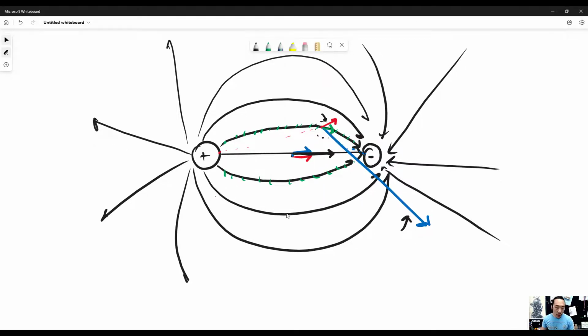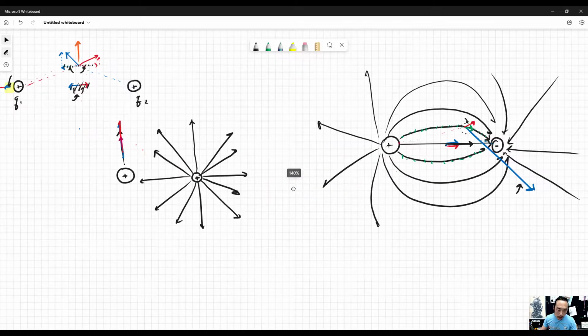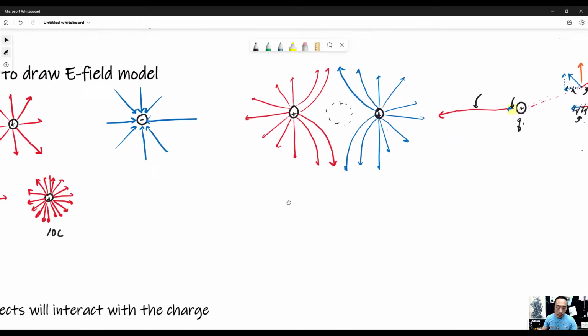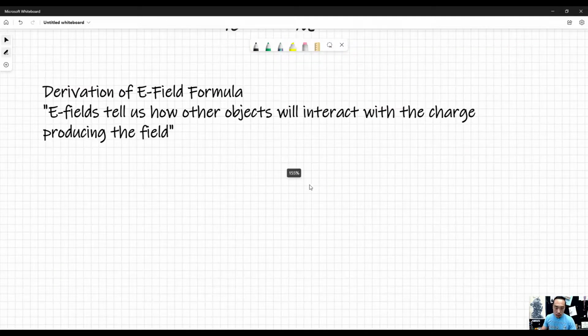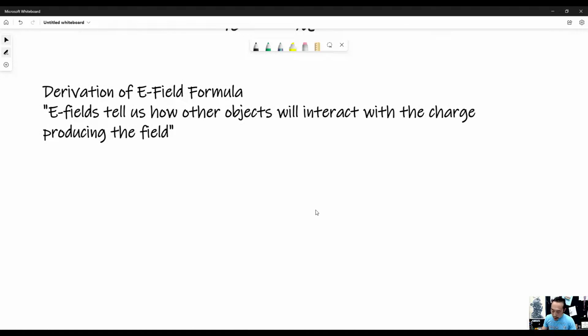Okay, so the very last thing that I want to go over is the formula for E-fields. And we're going to do this by looking at the derivation of the E-field formula. So a couple of very important things. Let's keep in mind that all formulas tell us something about the system. And so I wrote out a little statement there. I said E-fields tell us how other objects would interact with the charge producing the field. So if we break this down, we can see the word interaction. Now for us here in physics, interaction either means a push or a pull. And a push or a pull is a force. So I want to start off there.